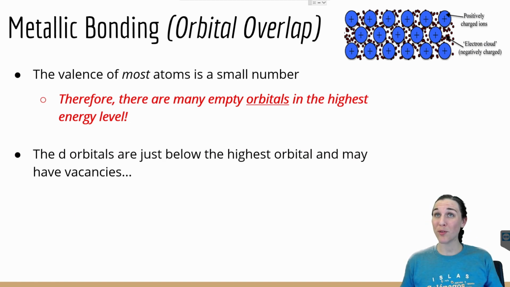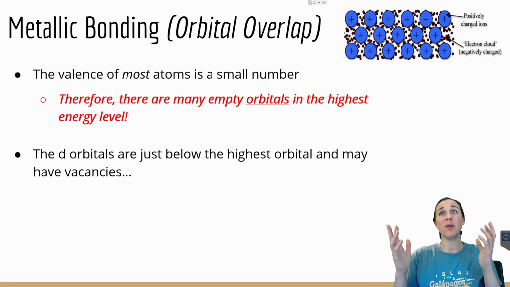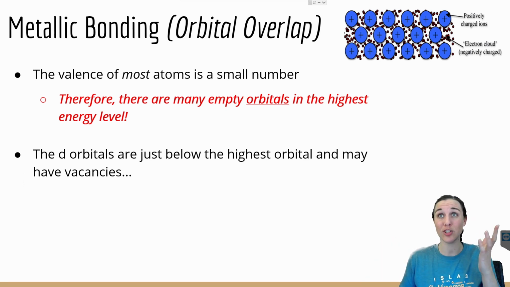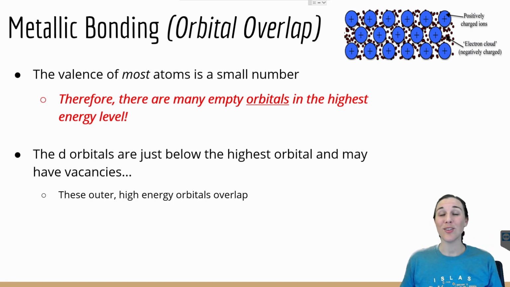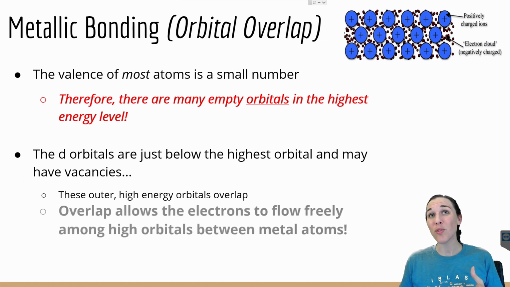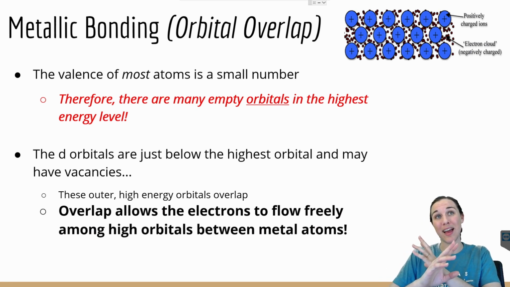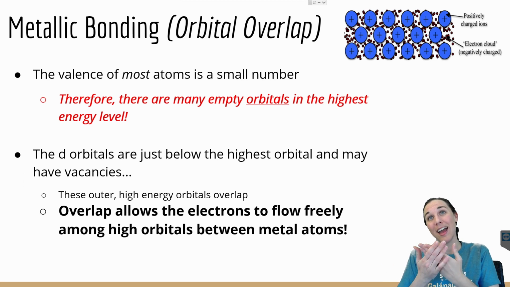If you remember from the electron configuration and orbital diagrams lesson way back when, the d orbitals are just below the highest orbital level you can get to, and those d's are all in the transition metal range. And they may have a lot of vacancies. So you can think of it literally as giant hotel buildings or giant apartment complexes with nobody there, like Ghost Town, all furnished, all ready to go, but nobody there. So these outer high energy orbitals overlap with one another, and this allows the electrons to flow freely between the different metal atoms with their overlapping high energy orbitals.